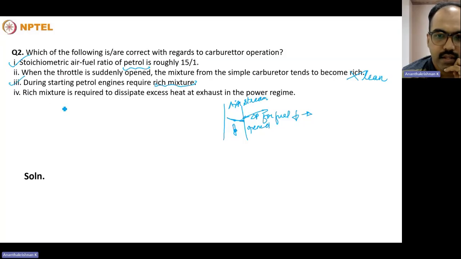So this is right. 1 and 3 are right. Then fourth option, rich mixture is required to dissipate excess heat at exhaust in the power regime. Yes, this is right.